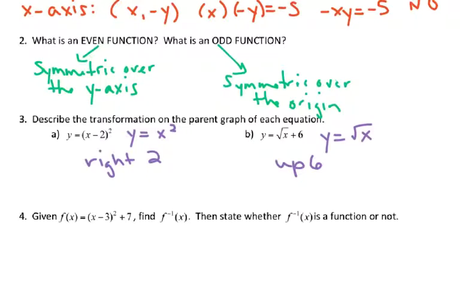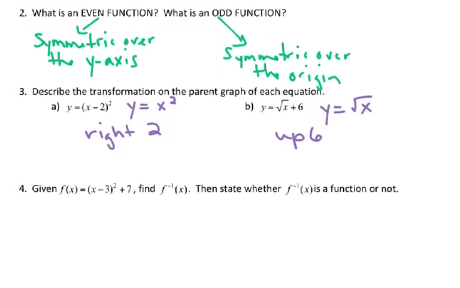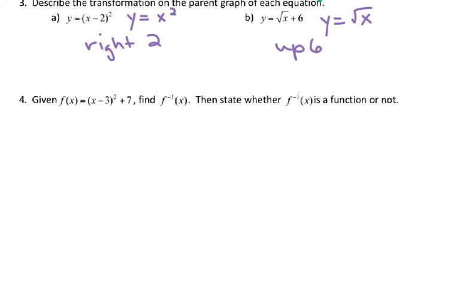Number 4, given f of x is equal to (x minus 3) squared plus 7, find f inverse of x and determine whether f inverse of x is a function or not. So the original graph is a quadratic. It's a parabola. And the reason I mention that is because it's going to look something like this. Let's see. The vertex is going to be at (3, 7). It's going to open up, so it's going to look like this.